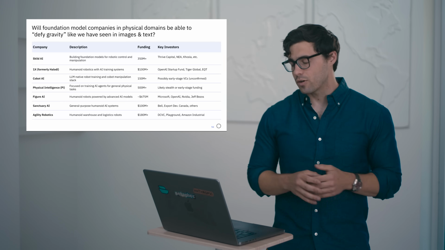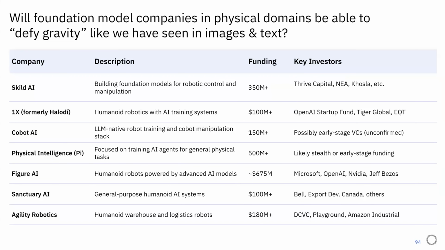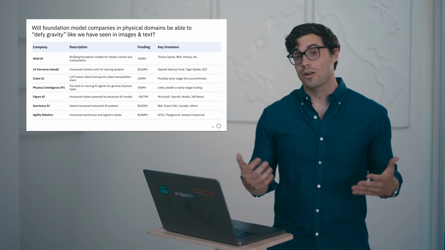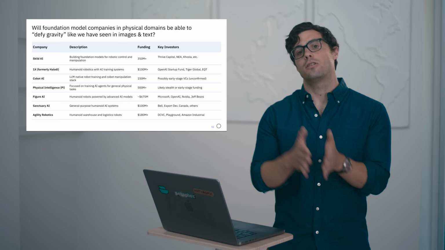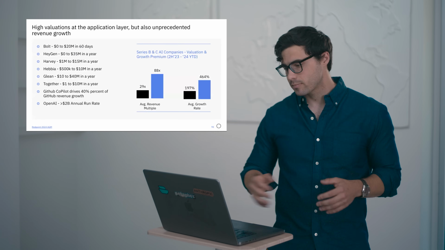For example, I have a bunch of robotics data here. And these companies are raising a lot of money at similar valuations to the LLM companies, the image companies. And the question is, will they be able to defy gravity like we saw in images and text in terms of their revenue growth? Or will they ultimately be limited by the fact that in these physical domains, there's just operational concerns and hardware concerns that are very difficult to get around? I think this is really the billion-dollar question for these people that are investing hundreds of millions of dollars in these physical foundation model-based startups.